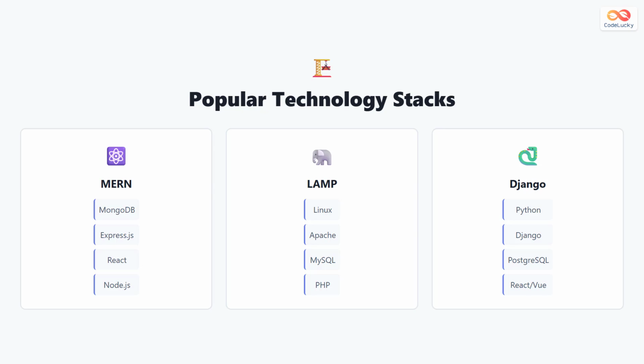In the industry, developers often use specific combinations of technologies called stacks. The MERN stack combines MongoDB, Express.js, React, and Node.js. The LAMP stack includes Linux, Apache, MySQL, and PHP. The Django stack uses Python with Django framework, PostgreSQL database, and React or Vue.js for the front end. Each stack has its own advantages depending on project requirements. Understanding multiple stacks makes you a more versatile developer.